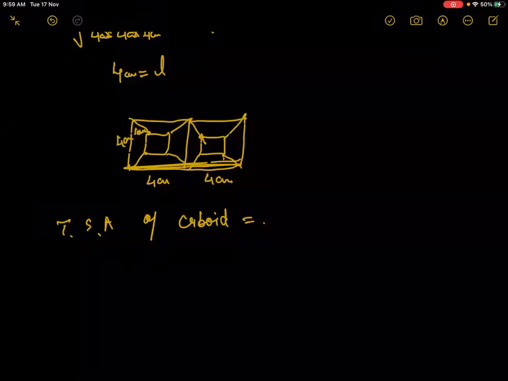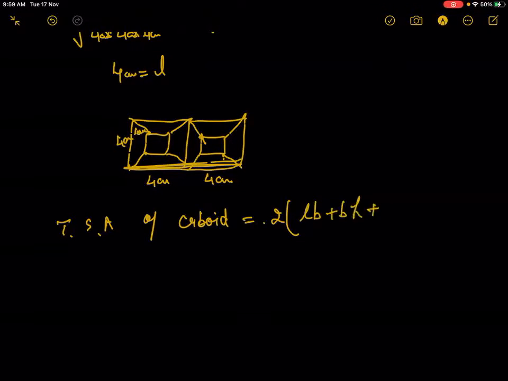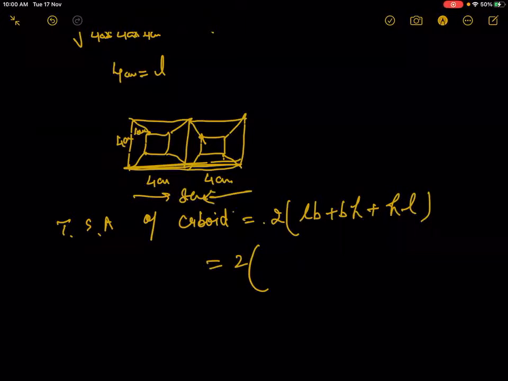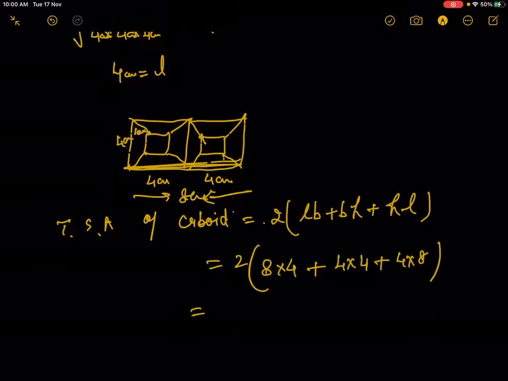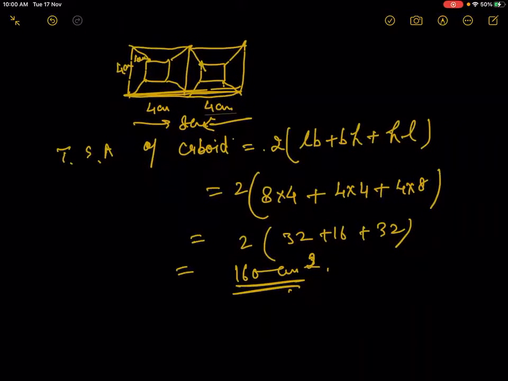Total surface area is 2(lb + bh + hl). Now this is the total, this is 8 centimeter. Length is 8. So we get 160 centimeter square. This is the area. Is it clear to you? I think no problem.